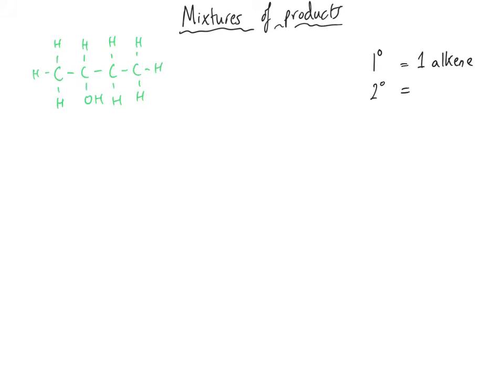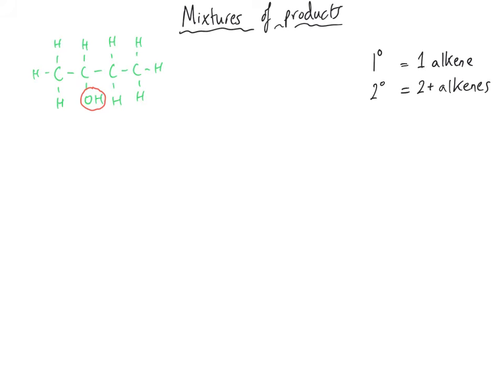Secondary alcohols, on the other hand, produce a mixture of alkenes, and it varies how many they produce. So I'm just going to put 2 or more alkenes on here for secondary alcohols. And let me use butan-2-ol that I've got here as an example. So obviously we are dehydrating this molecule in the elimination reaction. So we are absolutely removing this OH group on here.